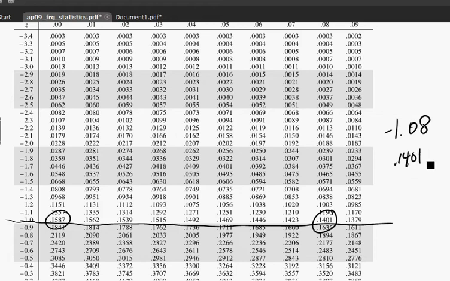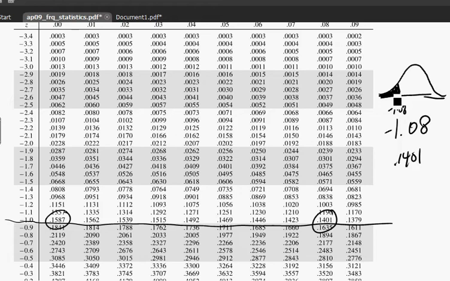Wait, I don't get it. Okay? So what I want to do is, let's say I needed to instead find the area under a normal distribution from negative infinity to negative 1.08. Well, why is it negative infinity? The table only works with negative infinity. That's why the table's not as easy to use as your calculator.